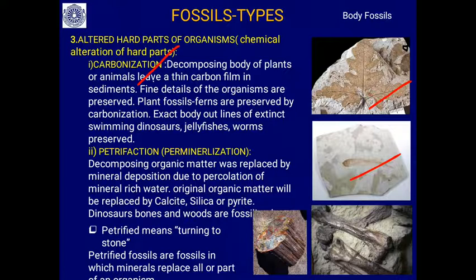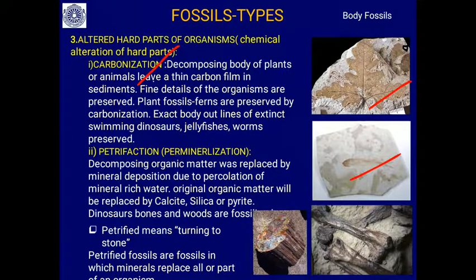You will find exact body outlines of the extinct swimming dinosaurs, jellyfishes, worms, all these are preserved on the sediments. So these are called the chemical alteration of the body parts or hard parts. This is what you can see, the carbonization.